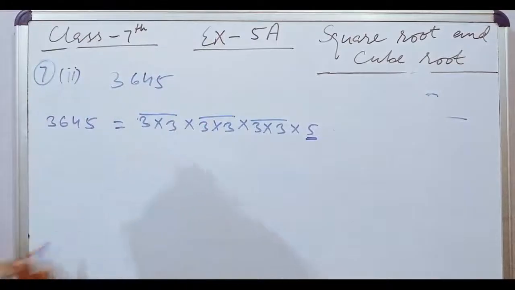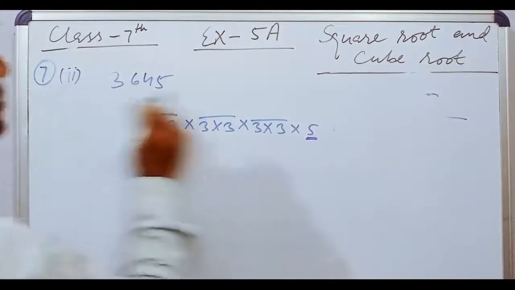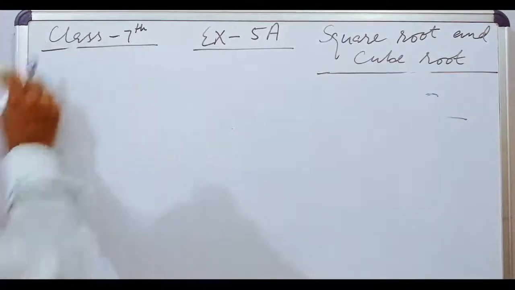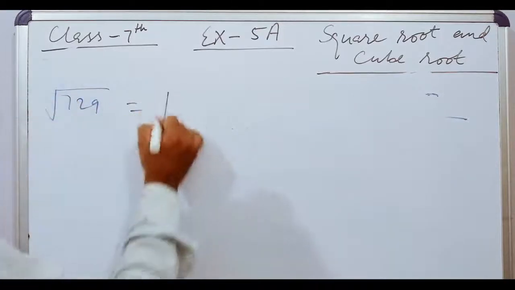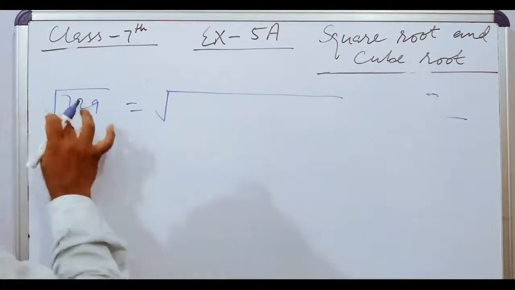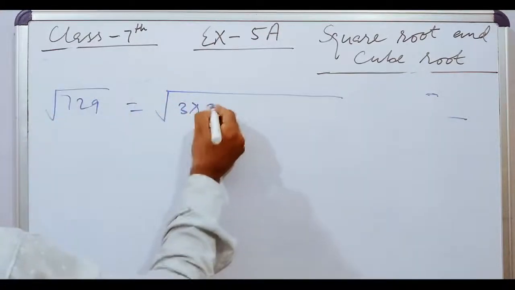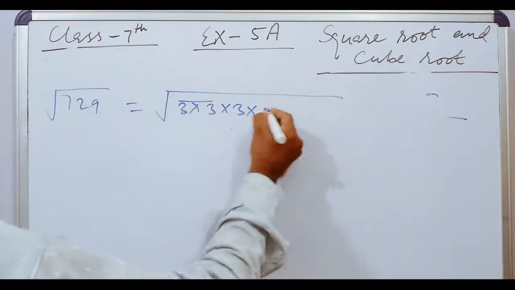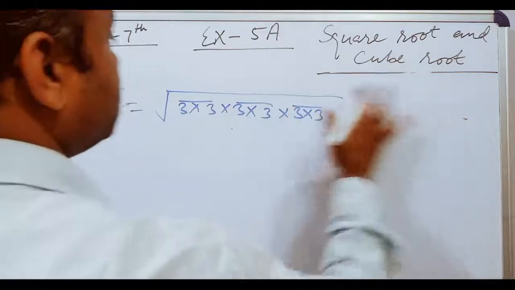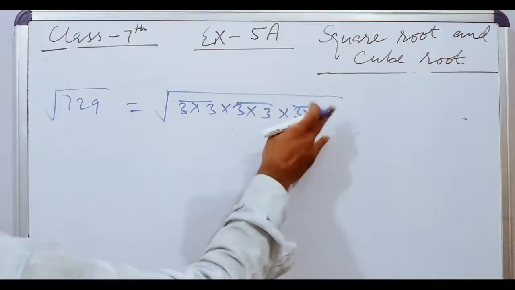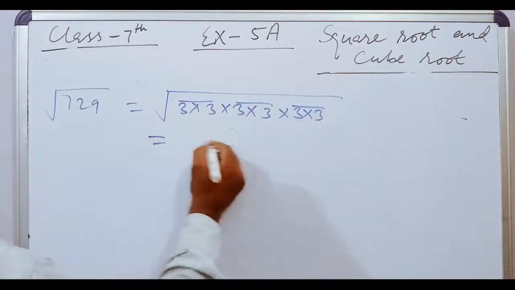So it was 729. Okay, we'll find the square root of this number. The number obtained is 729: 3 into 3, 3 into 3, 3 into 3. Already we know the factorization: 3 threes are 9, 27, 81, 243, 729.